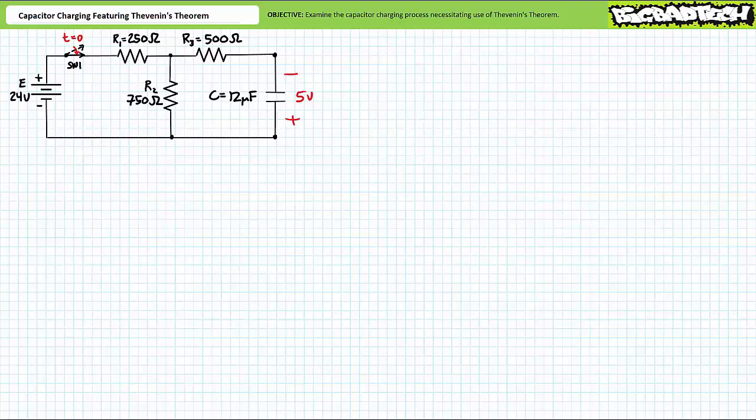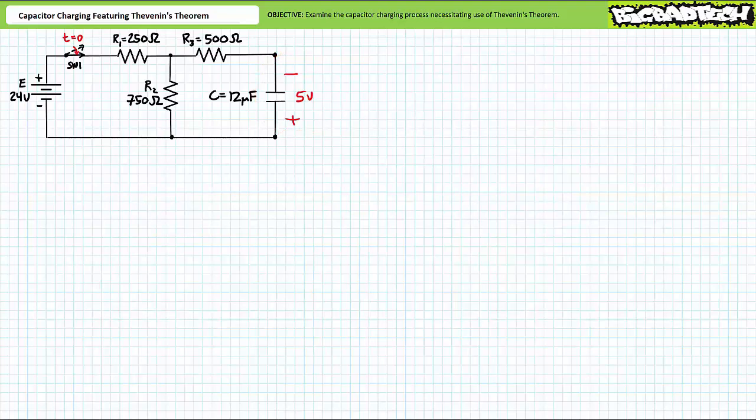The circuit consists of a 24 volt DC source, a switch that closes at t equals 0, R1 a 250 ohm resistor, R2 a 750 ohm resistor, R3 a 500 ohm resistor, and a 12 microfarad capacitor. To keep this problem interesting, note the capacitor is initially charged up to negative 5 volts at t equals 0.